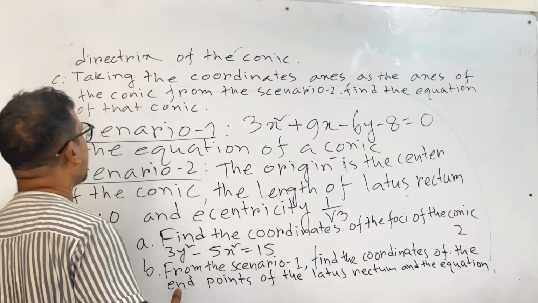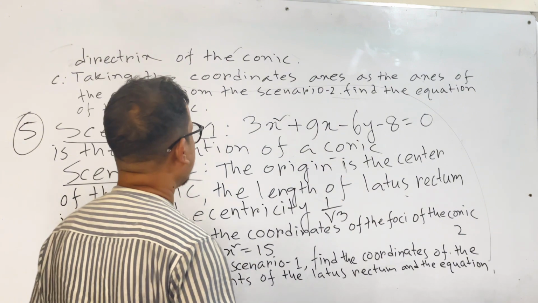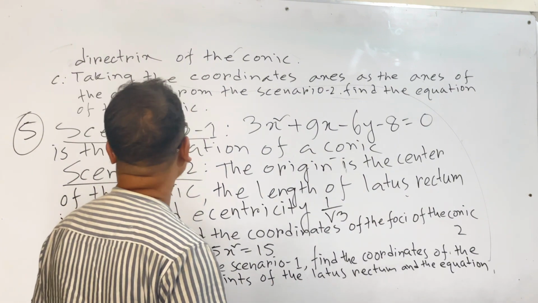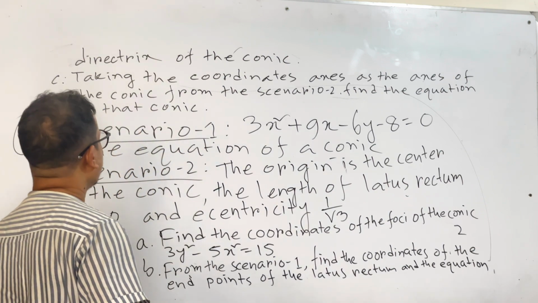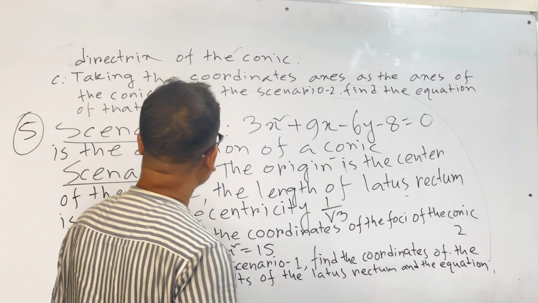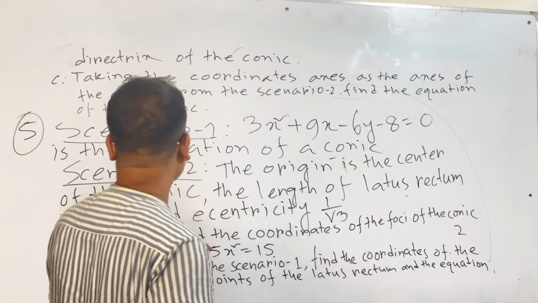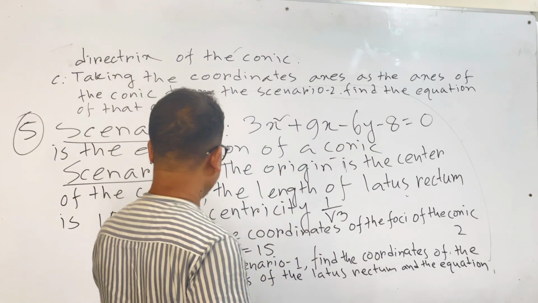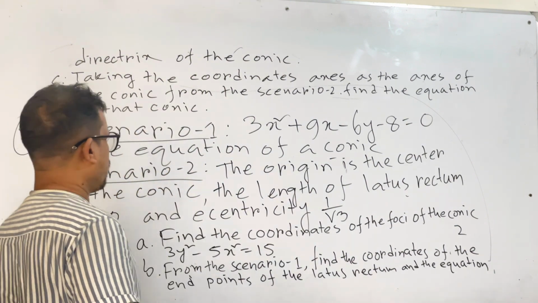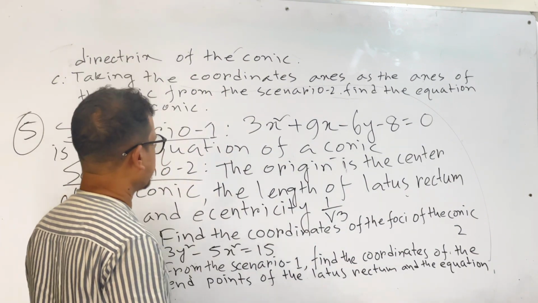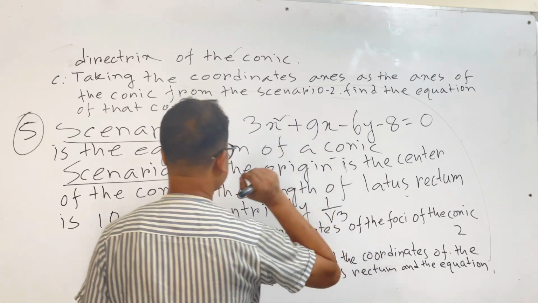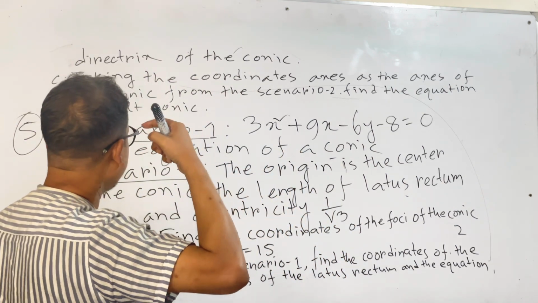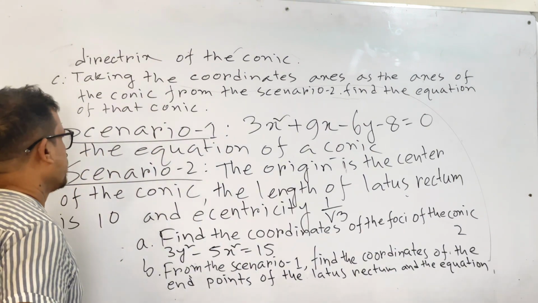C. Taking the coordinate axes as the axes of the conic from scenario 2, find the equation of that conic. What is scenario 2? The origin is the center of the conic. Length of the latus rectangle is 10 and eccentricity 1 over root 3. Okay, the eccentricity and the length of the latus rectangle are given, and the origin is the center.